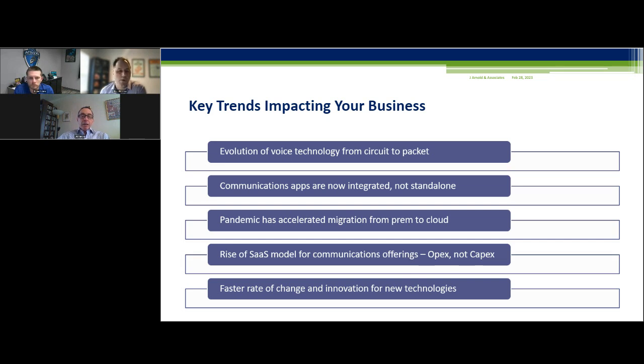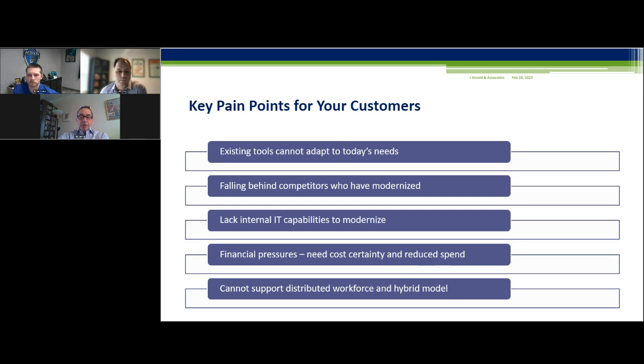Okay, the next slide here. Key pain points for your customers because of those trends, right? The existing tools they've been using for all this time really can't adapt to today's needs. We could talk all day about what those changing needs are, but we all know that. It's a pain point, so that's opportunity, obviously, for the channel. Businesses who have stuck with this model too long are starting to fall behind their competitors because they've already gone down this path. It should be painfully obvious which businesses are ahead of the curve and which are behind, but it's becoming enough of an issue when it starts costing you customers and sales and market share, profits, all those things. It becomes more of a strategic issue than just a technology issue.